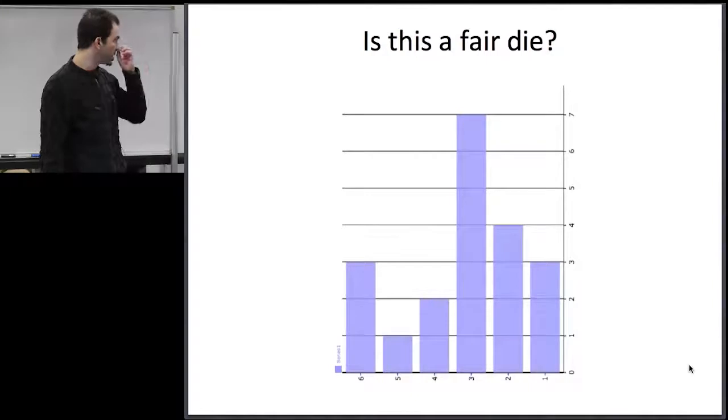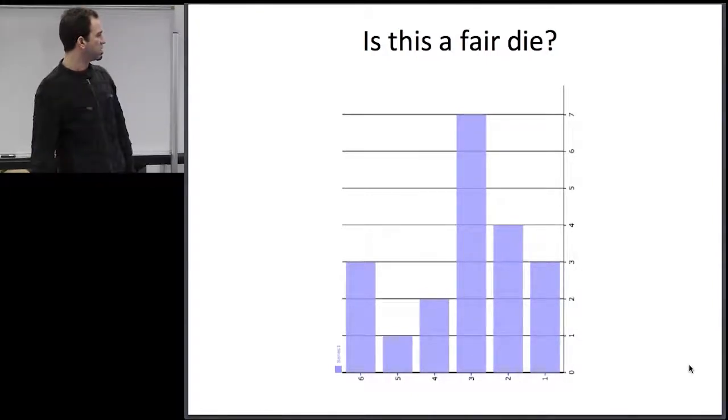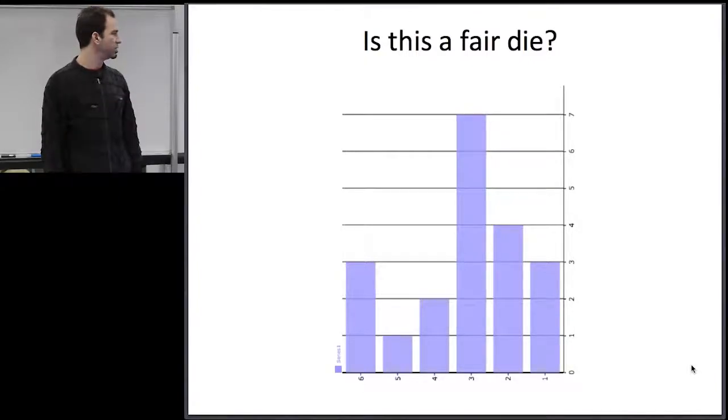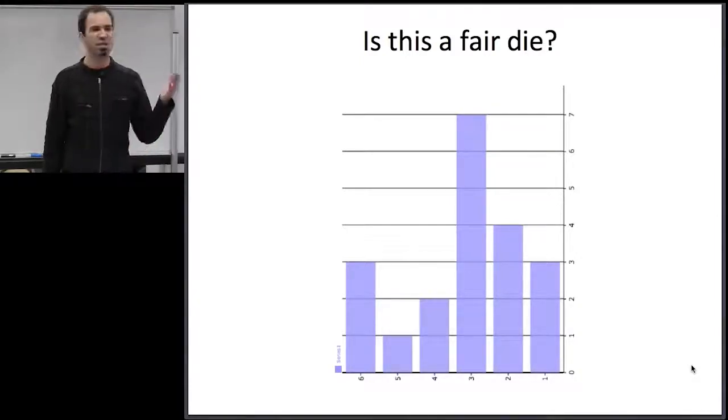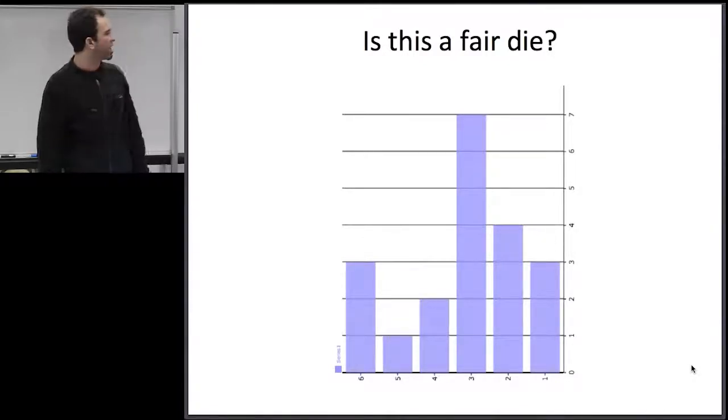So here's one of these questions. Is this a fair die? If you were gambling and you saw 3 appear 7 times in 20 trials, you expect that a sixth of the trials will be a 3, so 20 over 3 is what? 6 and 2/3, yeah. All right, 20 over 6 is what I should have asked, which is 3 and 1/3.